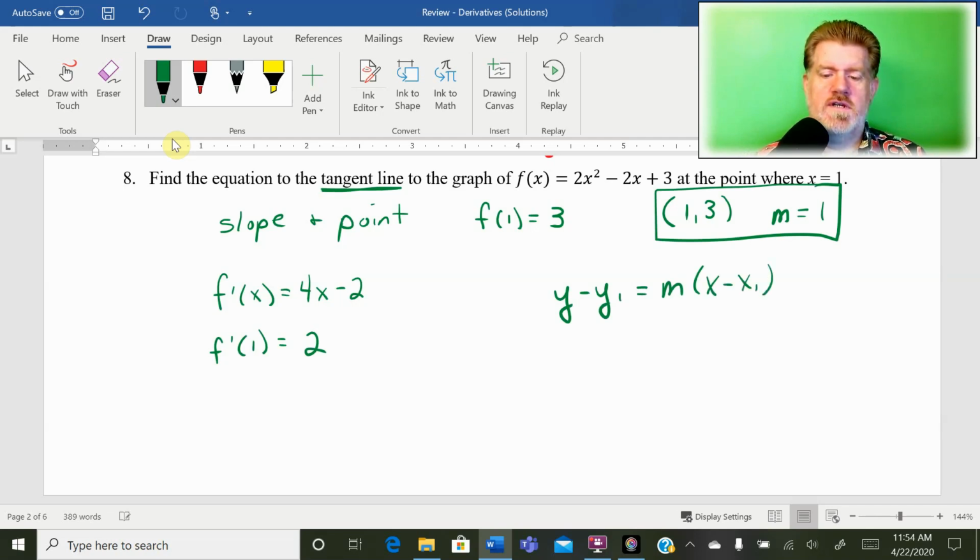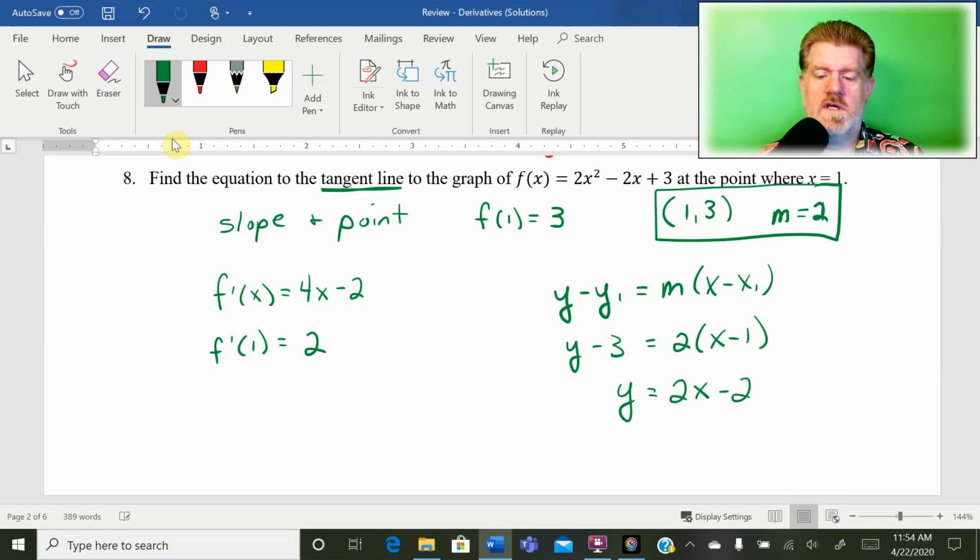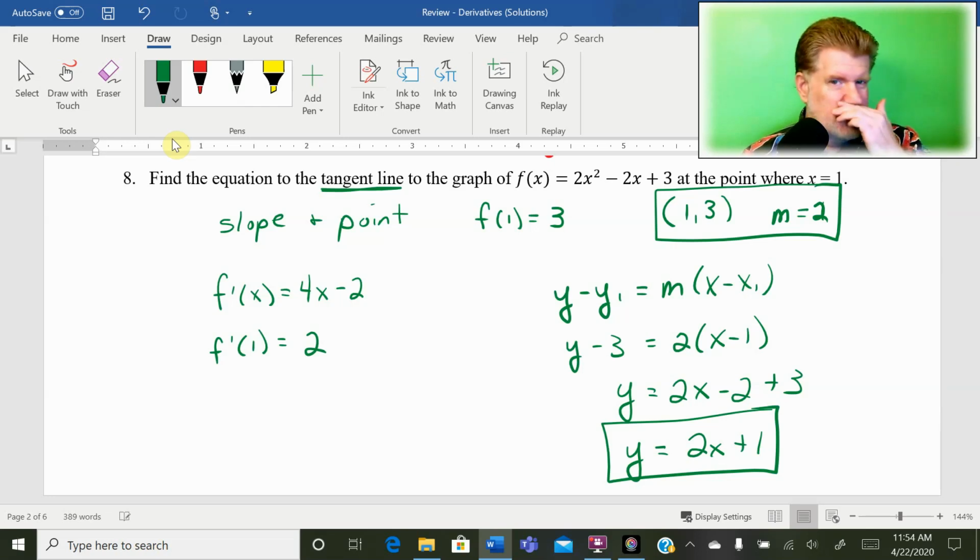I'm just going to plug in numbers. The y value is 3. Oh, geez, I can't even write. The slope is 2. And the x value is 1. And now I'm just going to solve it for y. 2 times, I'll distribute the 2 of course. Add 3 to both sides. So my tangent line equation is y equals 2x plus 1. Point and a slope. That's all you need. So don't let those tangent lines get to you. Point and a slope. That's all you need.